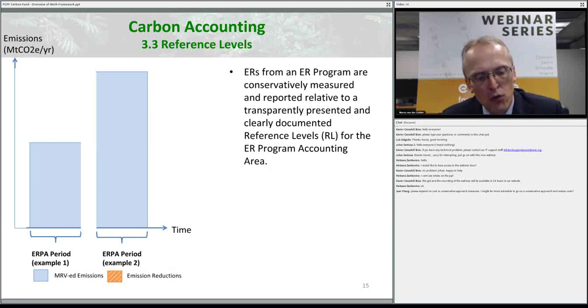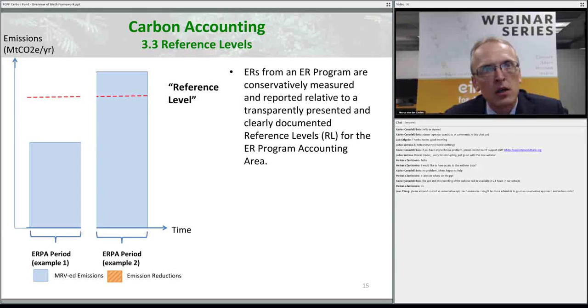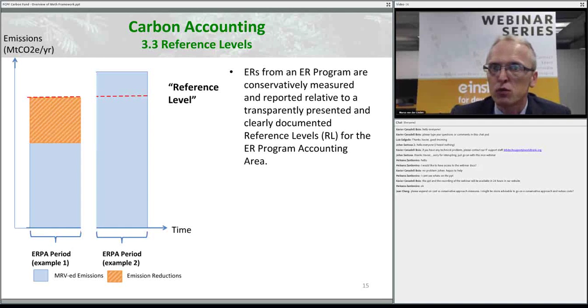So if we have two examples, one with lower emissions and one with higher emissions, the reference level would be something like this red line. The left-hand case would be able to create emission reductions against the reference level as the difference between the reference level and the actual monitored emissions. Whereas the right-hand case, because the emissions are higher than the reference level, there will be no emission reductions. I think it's pretty straightforward, and I assume that most people will understand that by now.